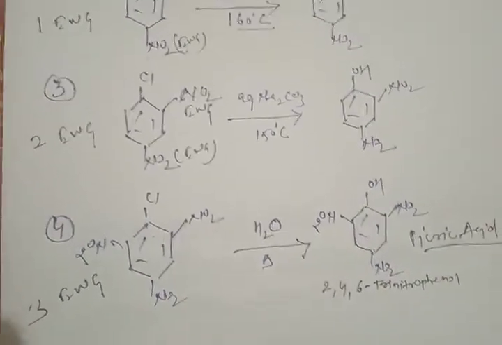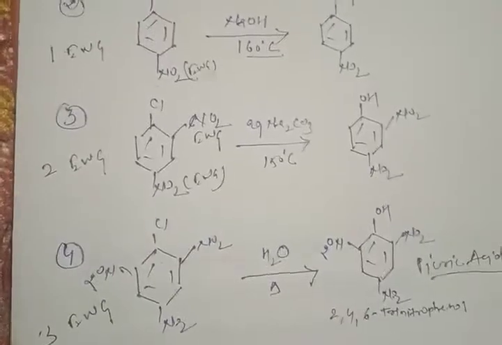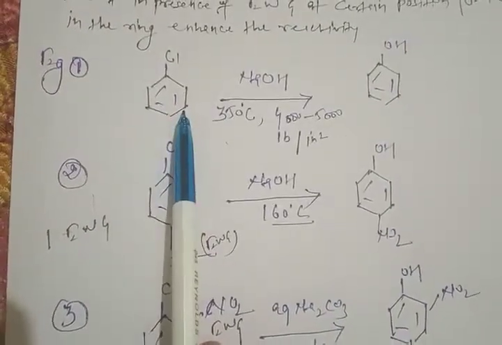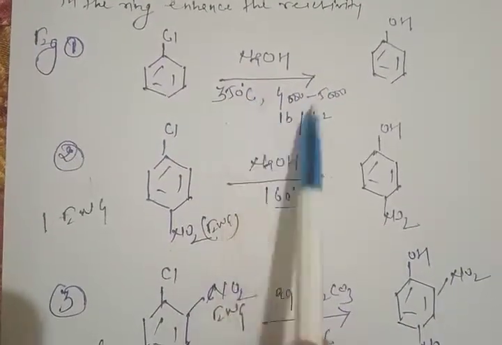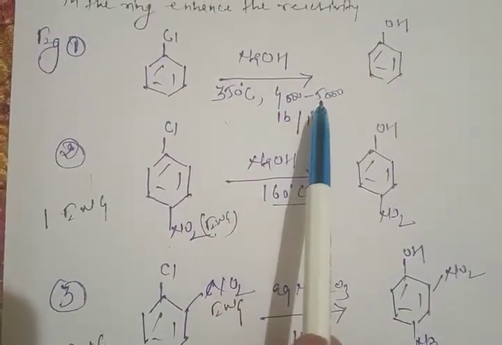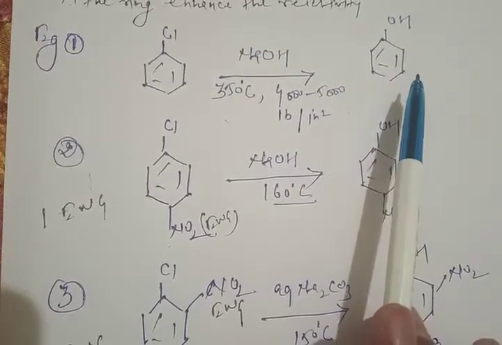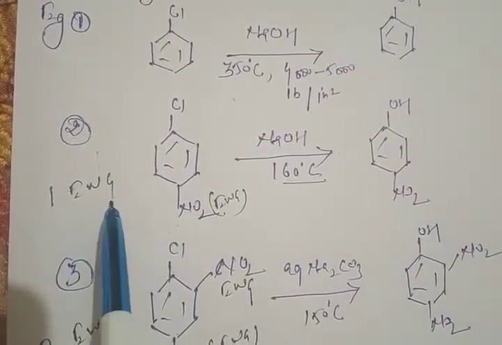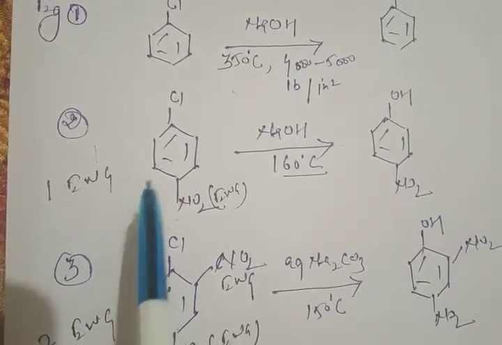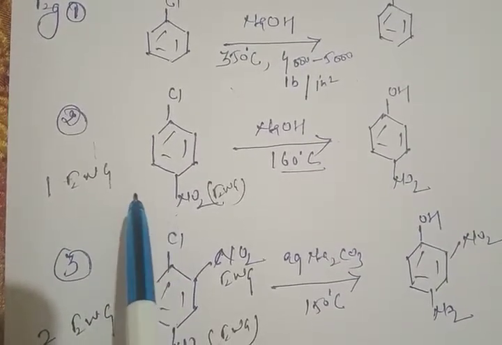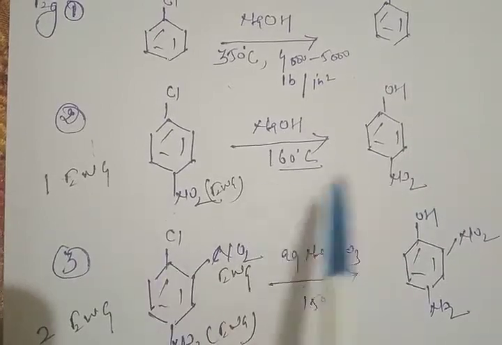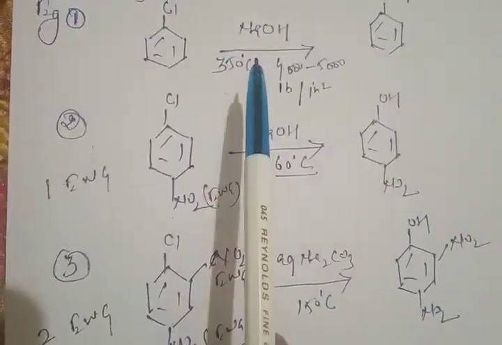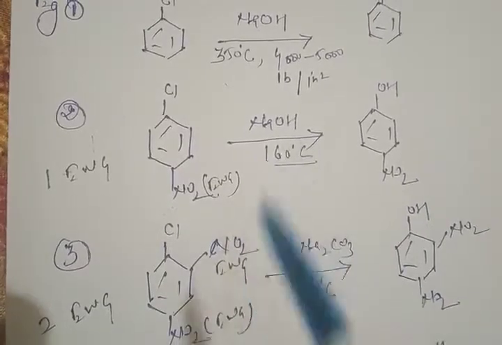So just rewind all these reactions. See, chlorobenzene is less reactive, so it requires a certain temperature and pressure, then only it will convert into phenol. But with an electron withdrawing group at ortho and para positions, it will certainly reduce the temperature and pressure. So here we have 350, in this case only 160.